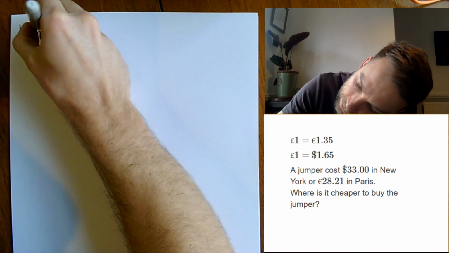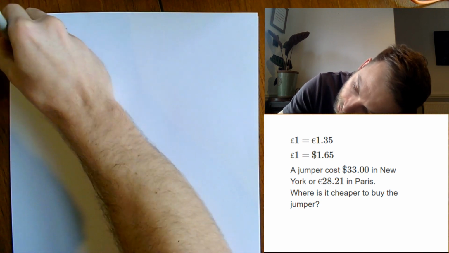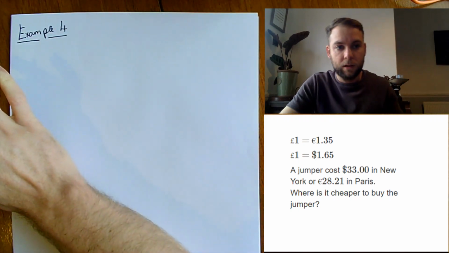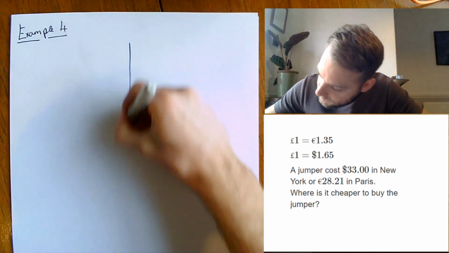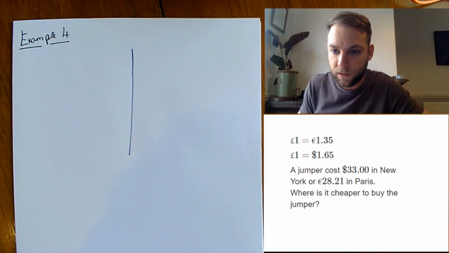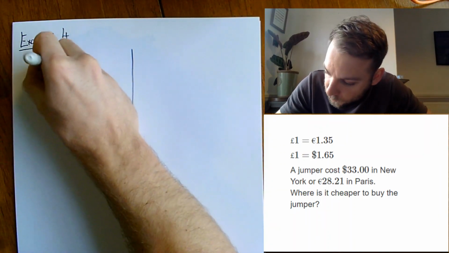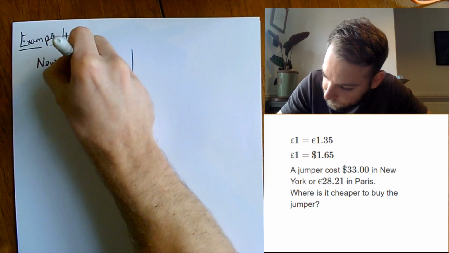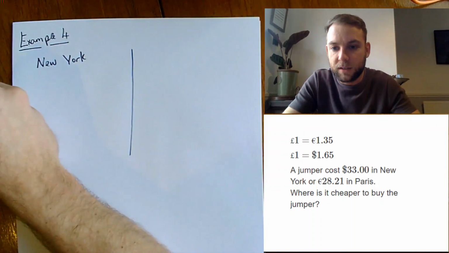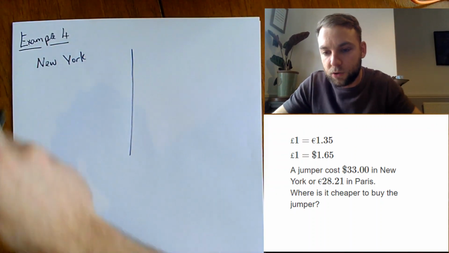Example 4. Okay, so let's do two sides here. So we've got the price of the jumper in New York, first of all. Now the price of the jumper in New York is equal to 33.